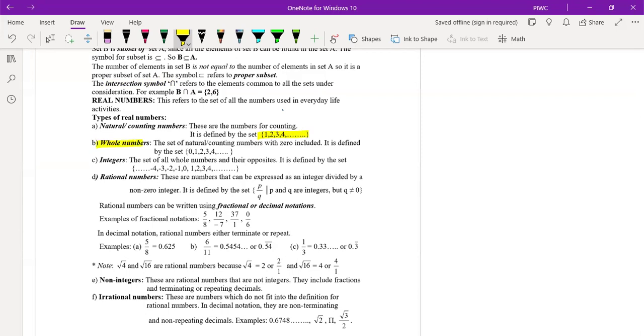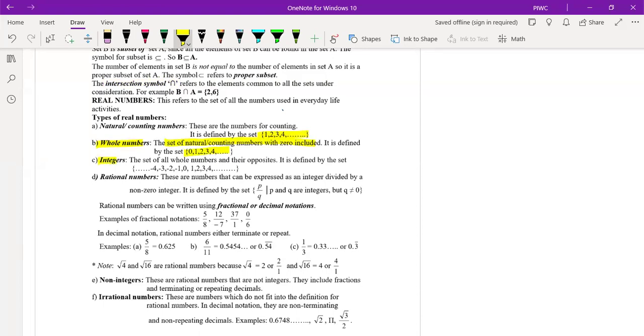Then you have the whole numbers. Whole numbers is made up of the set of natural or counting numbers with 0 included. So all the natural numbers, 0 included. We can define this as the set 0, 1, 2, 3, 4, and so on. These are the whole numbers. Okay, so it's the natural numbers together with 0.